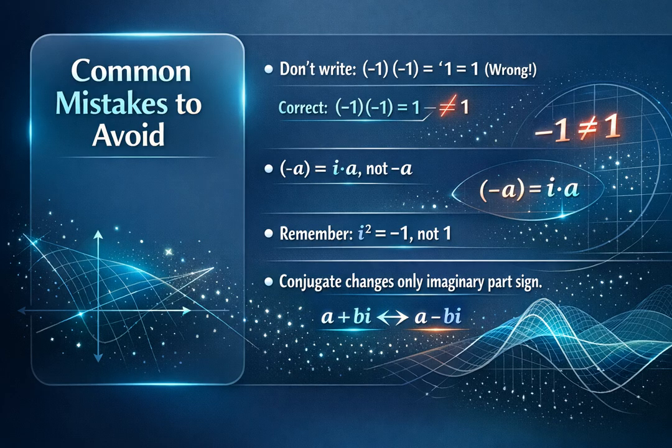Watch out for common mistakes. Never write square root of -1 times square root of -1 equals square root of 1 equals 1. This is wrong. Remember that square root of -a equals i times root a, not negative root a. And i squared equals -1, not 1. The conjugate only changes the sign of the imaginary part.